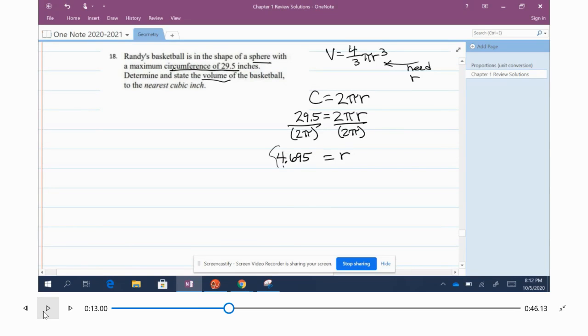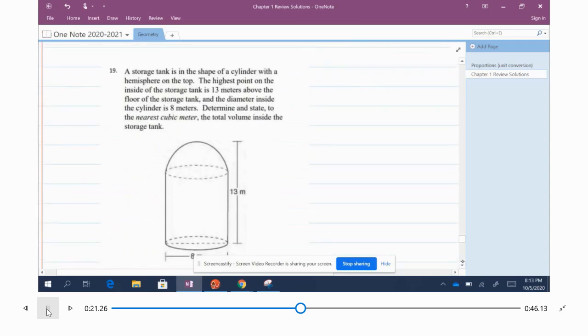Okay, now from that radius, we'll then be able to go back up to the volume formula and calculate the volume. So there goes that. To the nearest cubic inch.